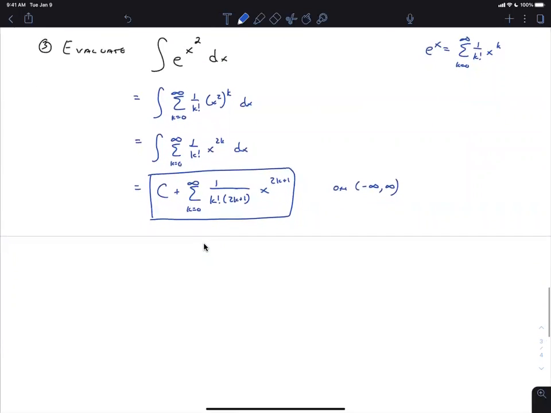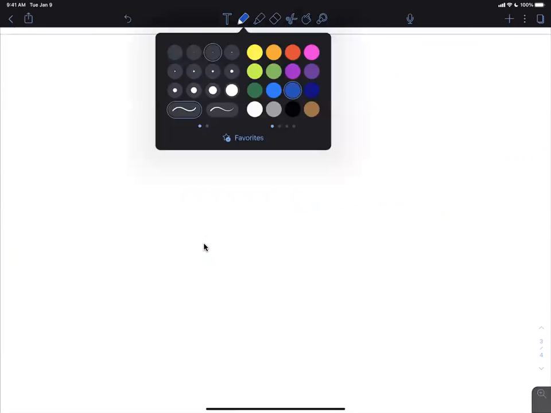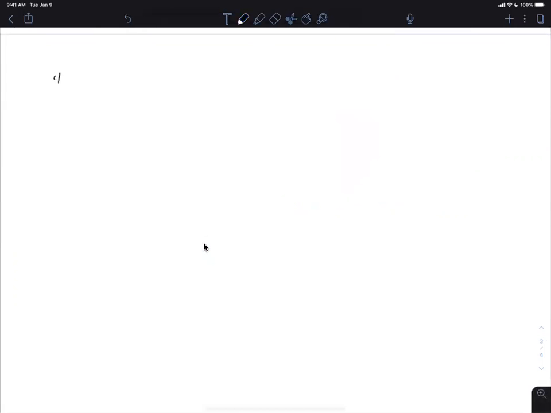Okay, I want to look at 2 more kind of weird problems and then we'll be done for the day. So number 4, maybe we might do, and we'll just do 2. So let's find the sum. Find the sum of the series k equals 0 to infinity, 3 to the k over k factorial.